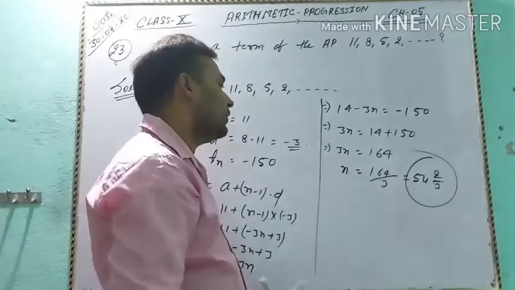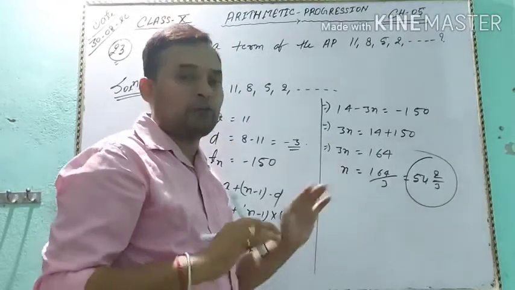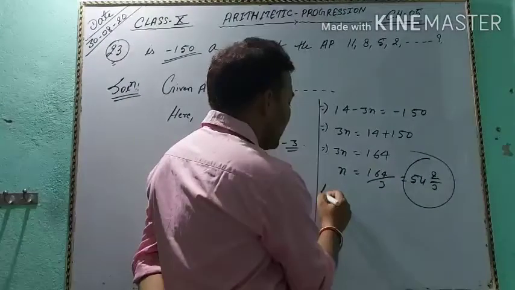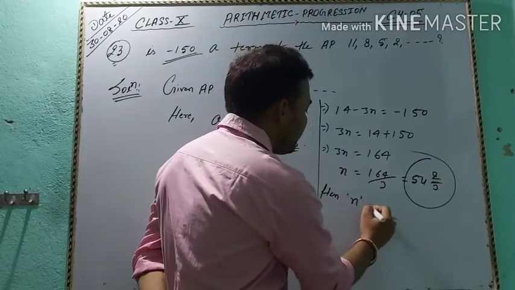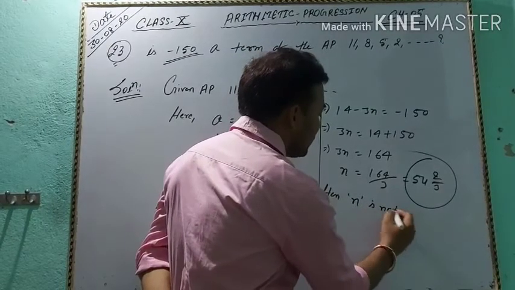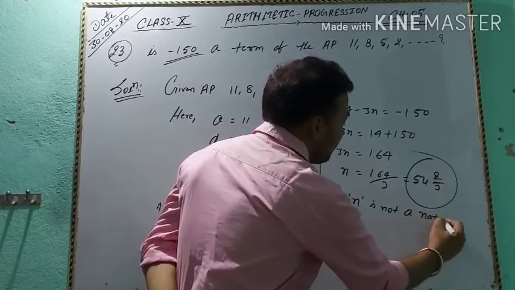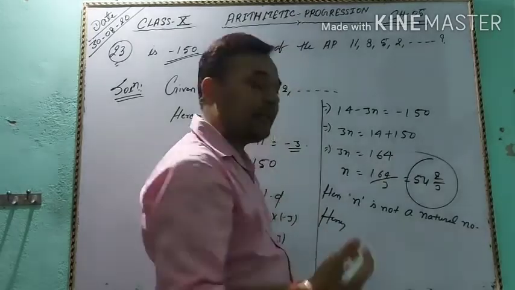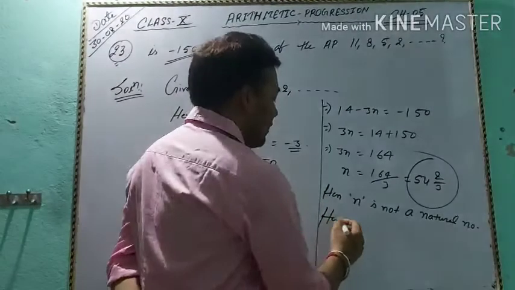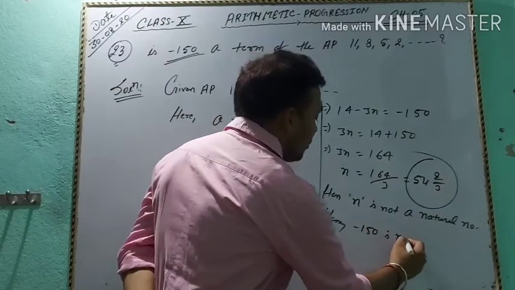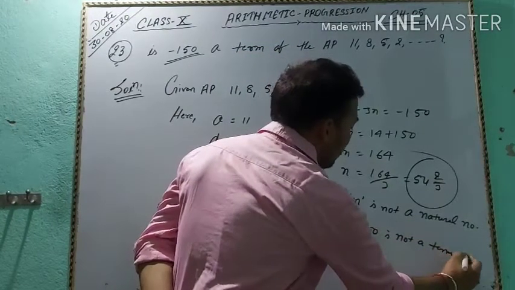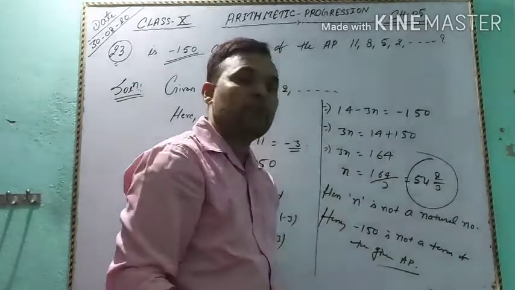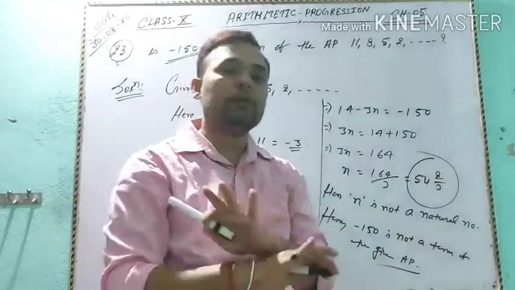54 upon 2 by 3. So students, n is not a natural number. यहाँ जो n का वैल्यू है वो आया 54 upon 2 by 3. So here n is not a natural number. Hence we write -150 is not a term of the given AP. ओके, यानी -150 जो है इस AP का कोई टर्म नहीं है.